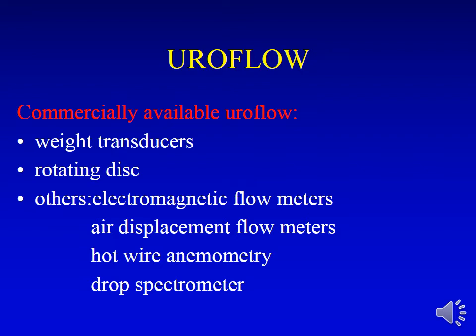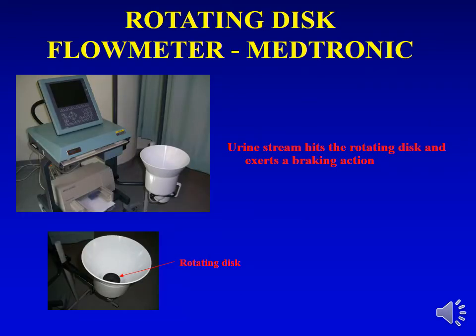Uroflowmetry machines are commercially available in different varieties. The two main types are the weight transducers and rotating disc uroflowmeters. Others available are electromagnetic, air displacement, hot wire, and drop spectrometer types, but the most common are the weight transducer and rotating disc. In the rotating disc, the patient passes urine into the bowl. As soon as the urinary stream hits the rotating disc, it exerts a braking resistance, which by mathematical calculation is converted into the flow rate by the computer.